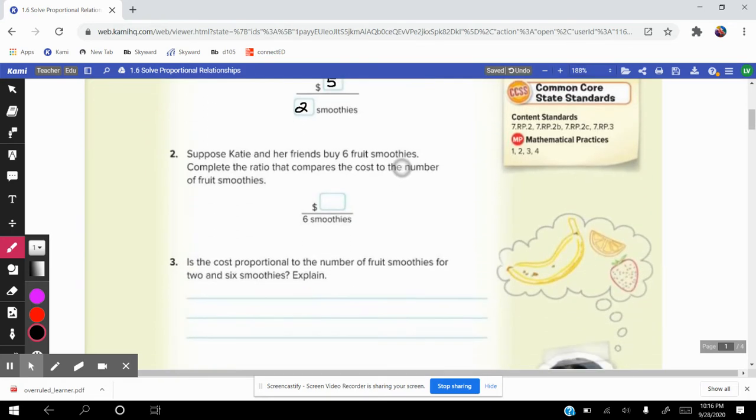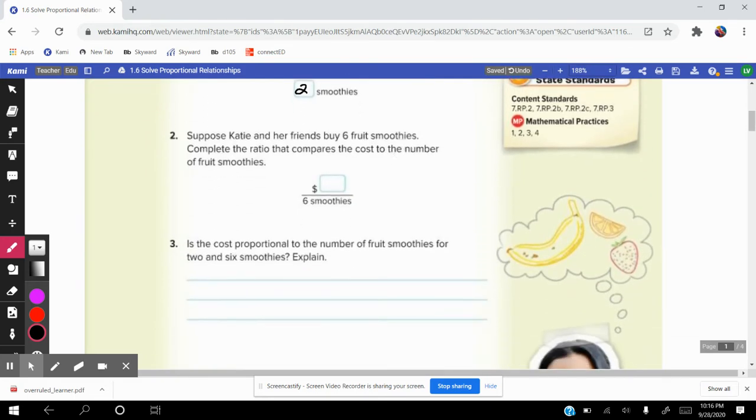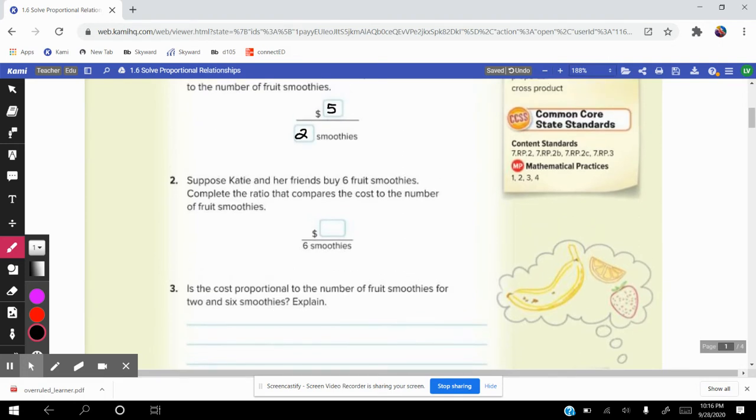Number 2. Suppose Katie and her friends buy 6 fruit smoothies. Complete the ratio that compares the cost to the number of fruit smoothies. Well, if I take my information from before, it is $5 for 2 smoothies. In order to get from 2 to 6, we multiply that by 3. And we have to do the same thing to the numerator. 5 times 3 is 15. So that means that if they want to buy 6 fruit smoothies, that'll cost $15.